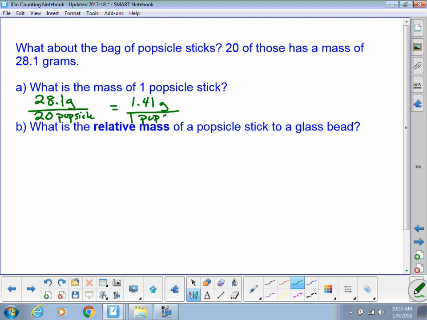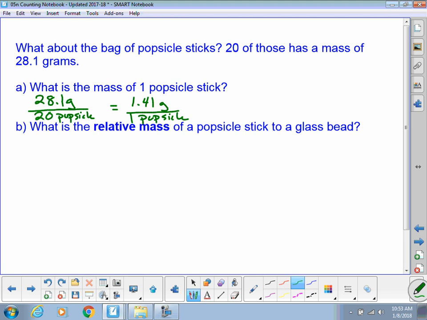popsicle stick. For B here, what is the relative mass of a popsicle stick to a glass bead? Now that we know the mass of a popsicle stick and a glass bead, we can calculate the relative mass of that. In fact, we'll do the relative mass of the glass beads as well.